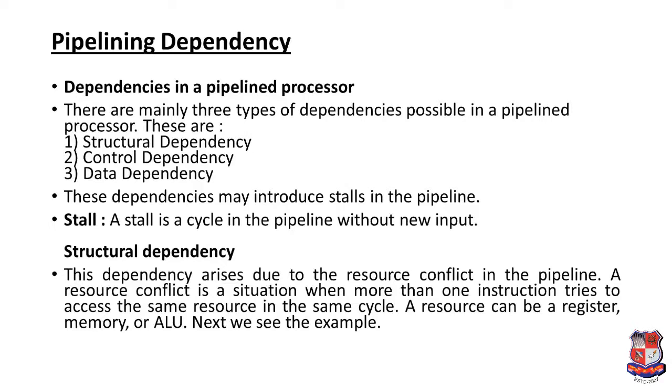So let's start from the first dependency, that is structural dependency. The dependency arises due to a resource conflict in the pipeline. A resource conflict is a situation when more than one instruction tries to access the same resource in the same cycle. A resource can be register, memory or ALU. Now next we see the example.